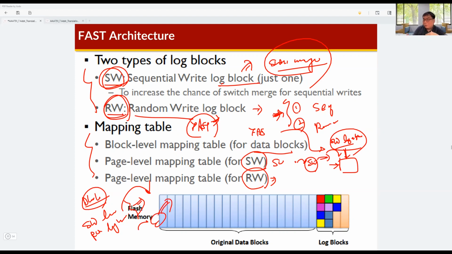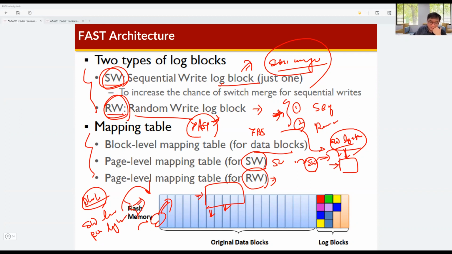The property of write. The storage device is the passive device. So the storage device does not know what a sequential write is. It does not know whether the current write is a sequential write or a random write.